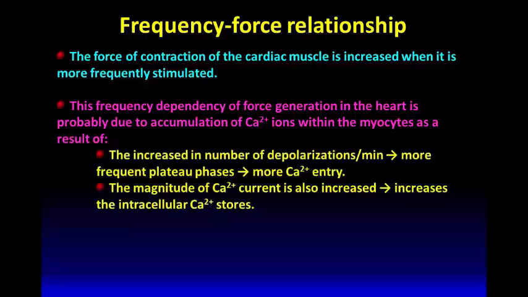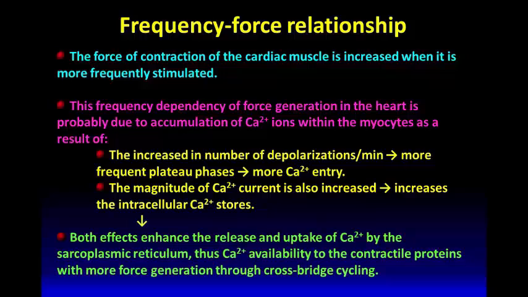The accumulation of calcium ions within the myocytes as the heart rate accelerates results from the increased number of action potentials per minute, the increased number of depolarizations. So we have more frequent plateau phases, so more calcium entry. Additionally, with faster heart rates, the magnitude of calcium current into the contractile myocytes is increased. Hence, the intracellular calcium stores are increased.